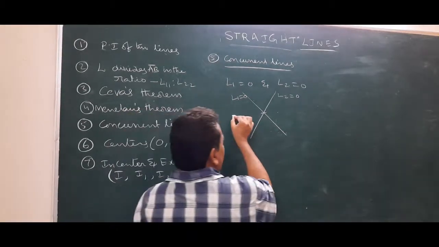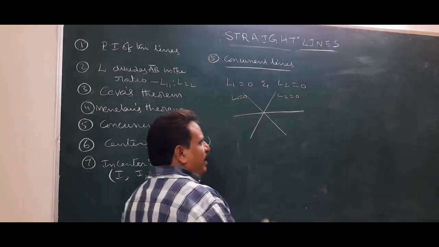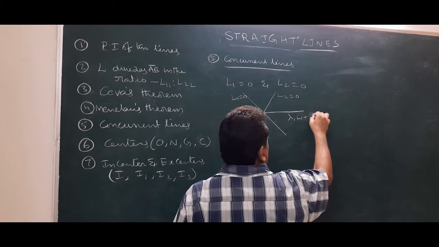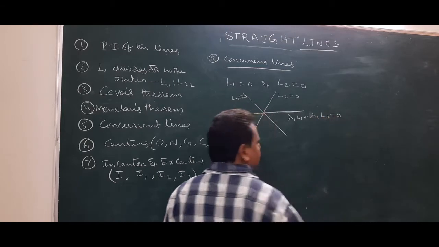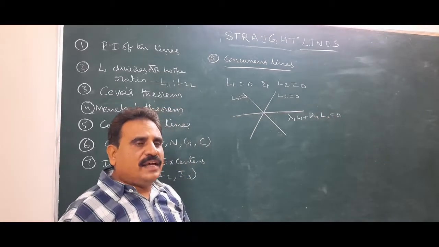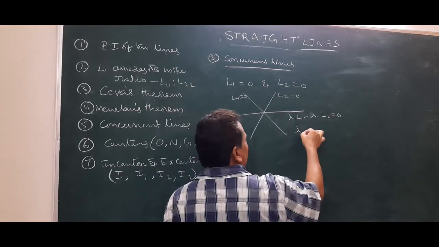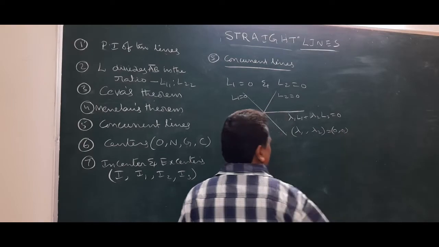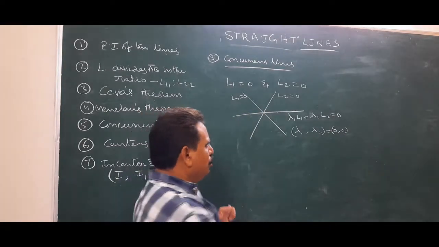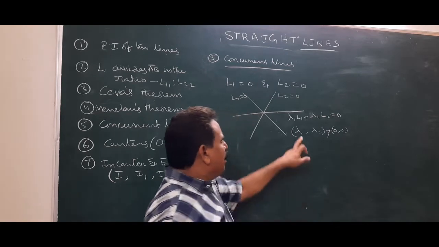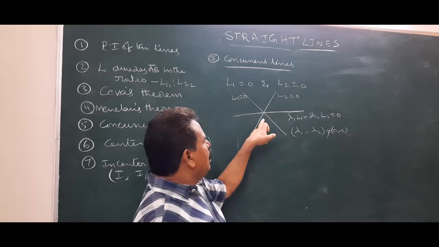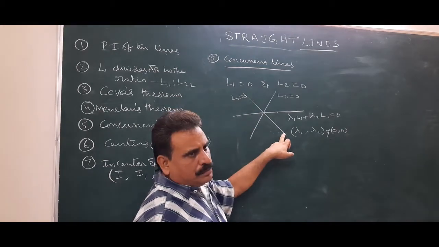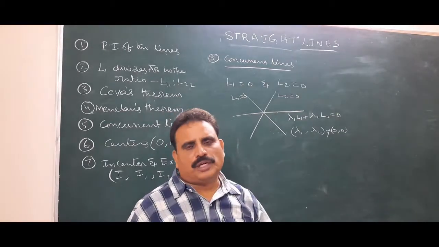So each line can be taken as lambda 1 L1 plus lambda 2 L2 equal to 0, where the condition is that lambda 1, lambda 2 are not 0, 0 at a time. If lambda 1 equal to 0, we get L2. Lambda 2 equal to 0, we get L1. If both are 0, it is meaningless: 0 equal to 0, that's all.